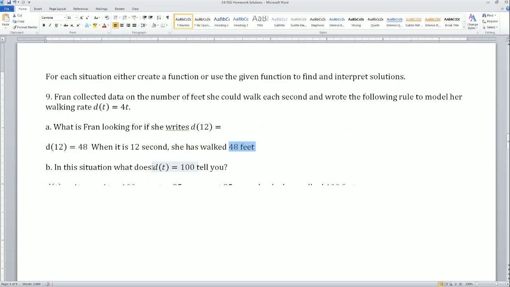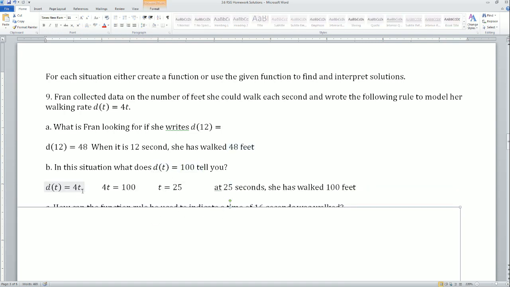Next, when d of t equals 100, that is, the distance is already 100. When the distance is already 100, how do you solve for your time? So remember, this is equal to 4t. So 100 is equal to 4t. Divide by 4, you get t equals 25. So at 25 seconds, you walked 100 feet.